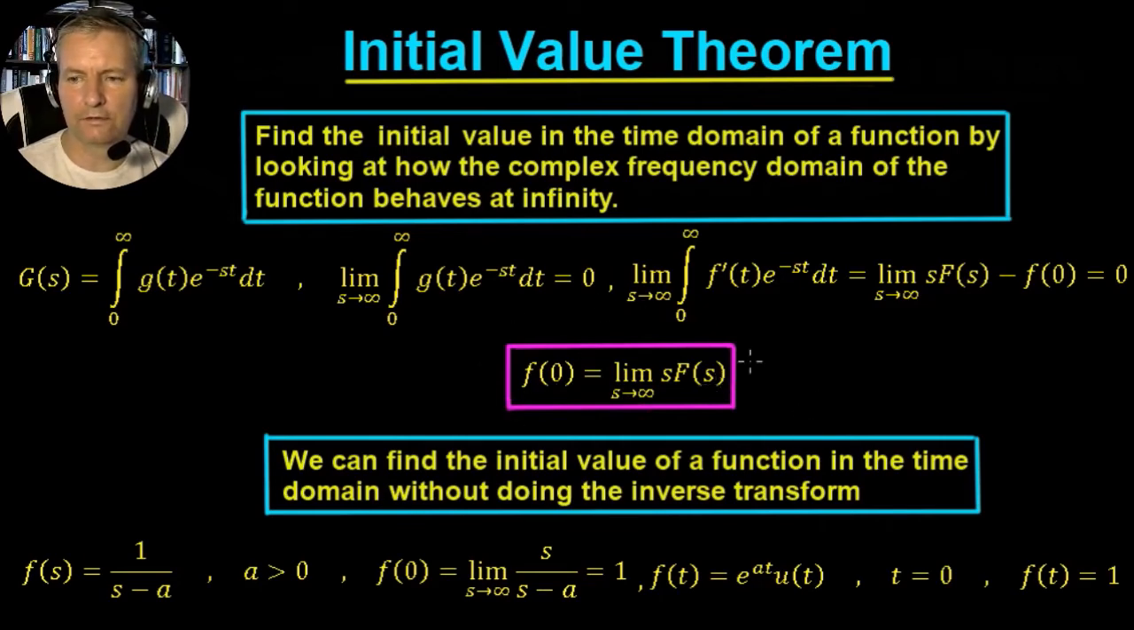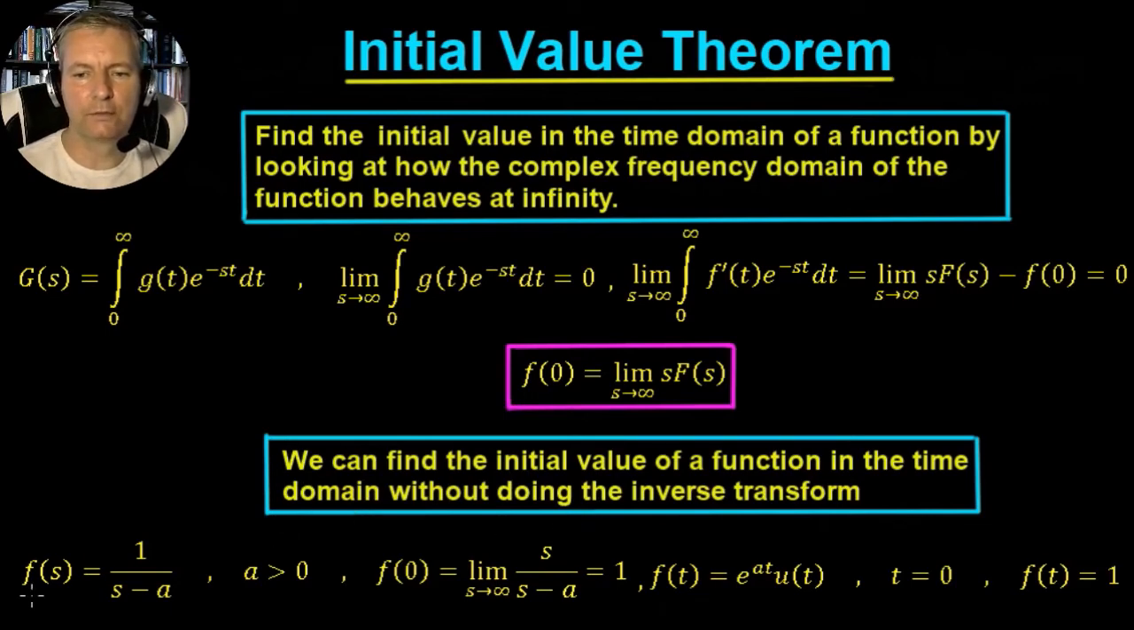That's really telling us that we can find the initial value of a function in the time domain by taking the Laplace transform of the function, multiplying it by s, and letting s tend towards infinity. So we can figure out the initial value of a function in the time domain simply by looking at it and working with it in this format in the frequency domain. We can find the initial value of a function in the time domain without doing the inverse transform, so we do everything in the frequency domain.